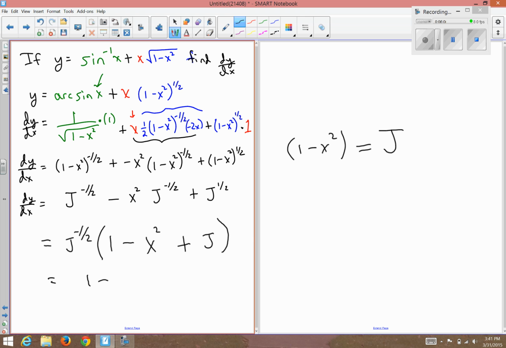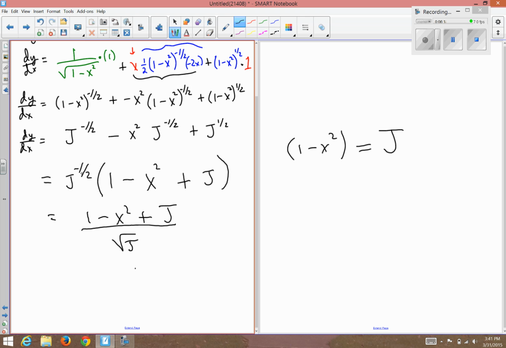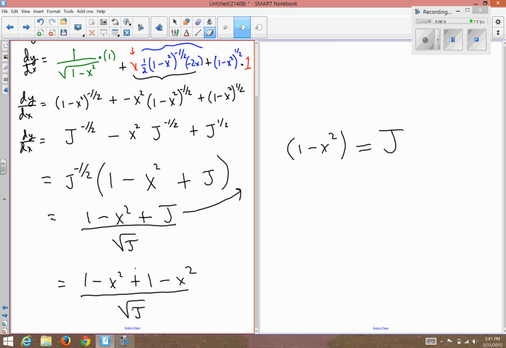So we have 1 minus x squared plus j over the square root of j. J to the negative 1/2 is in the denominator now. That's 1 minus x squared plus 1 minus x squared all over the square root of j. And I meant to write the square root of 1 minus x squared. I just turned each j back into 1 minus x squared.